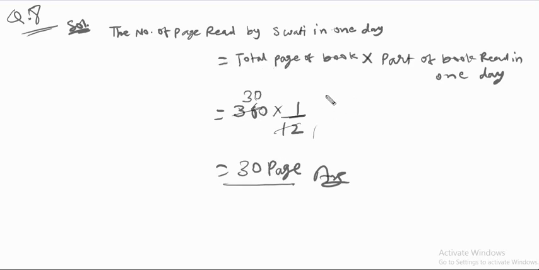right? Now question number 9. This is your answer to question number 8. Question number 9 is: A roll of cloth measured 70 meters. If 2 1 by 2 meters of cloth is needed to stitch one shirt, how many shirts can be stitched from this roll of cloth?